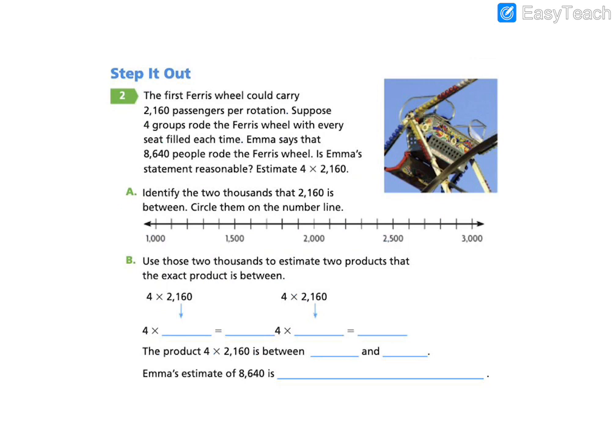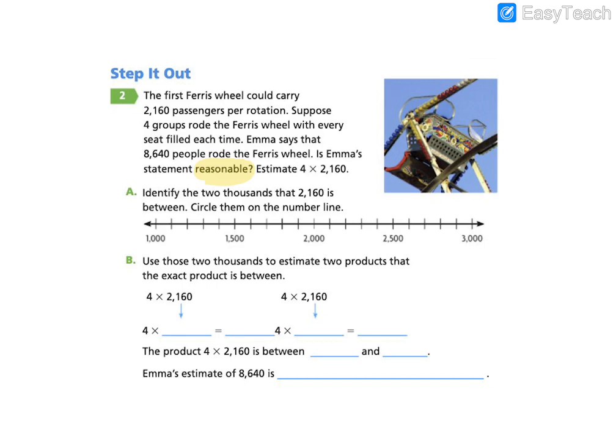Right, number 2. The first Ferris wheel could carry 2,160 passengers per rotation. Suppose 4 groups rode the Ferris wheel with every seat filled each time. Emma says that 8,640 people rode the Ferris wheel. Is Emma's statement reasonable? Okay, again, we're not looking for the correct answer of her statement. We're saying, is her statement reasonable? In order to do that, we need to estimate 4 times 2,160.